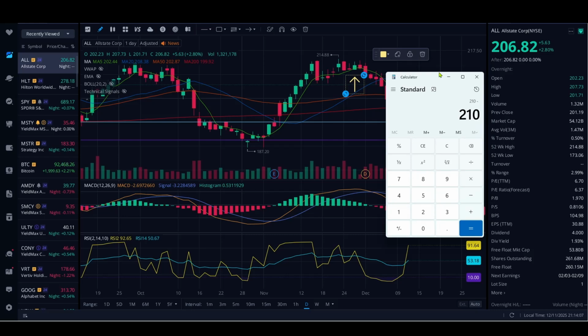And if I subtract the average cost per share, and that was $189.50, that's going to equal $20.50 on this move. But remember, I had a total of 20 shares. So now I take that times 20 and we just made $410.